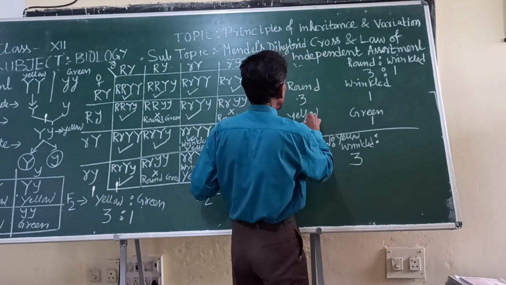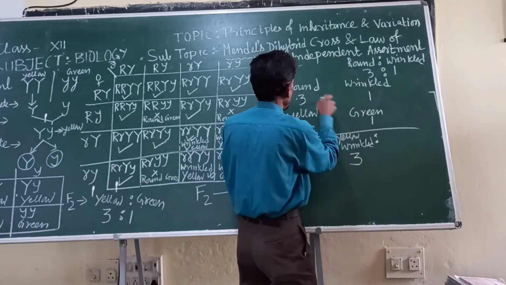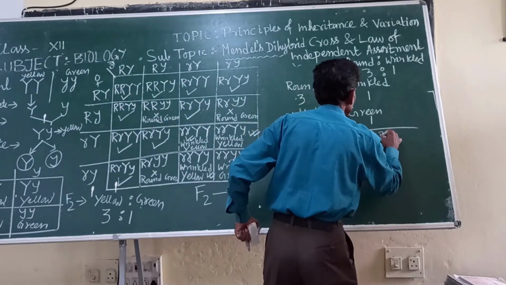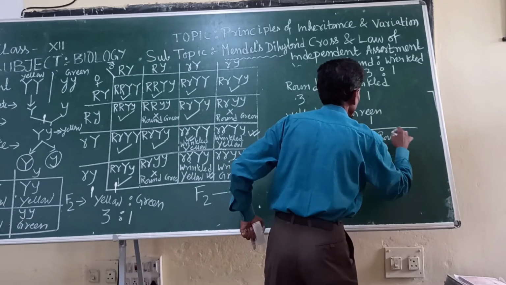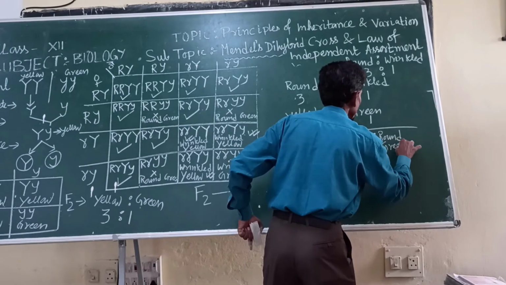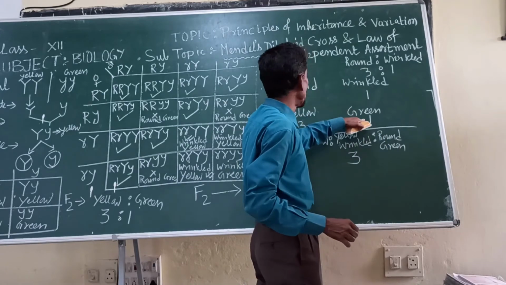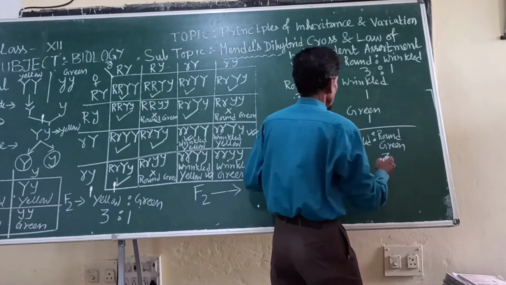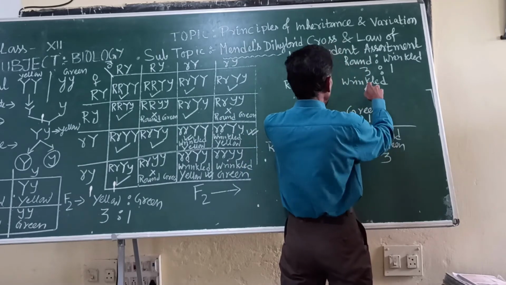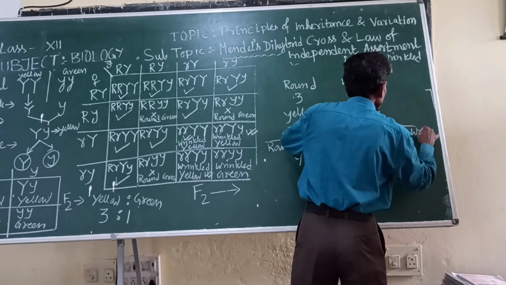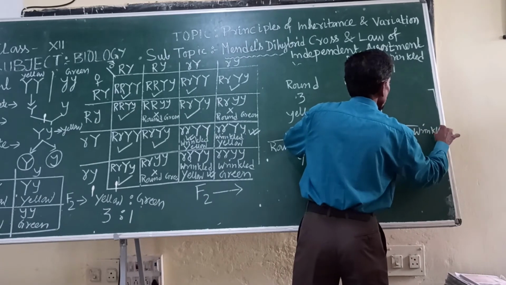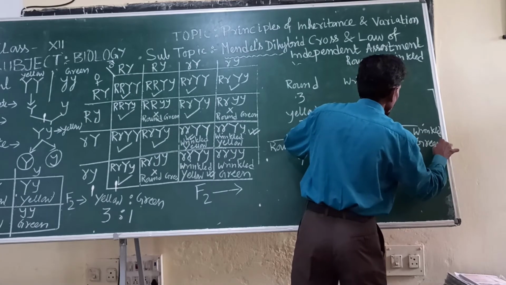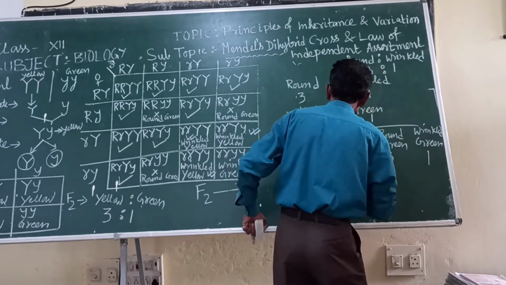Now this. So this we have multiplied with this and this. Now this one. Round multiplied with green. So round, green. Round 3 multiplied by green 1. 3 into 1, 3. And then green multiplied with wrinkle. That is wrinkle, green. 1 into 1 is 1.